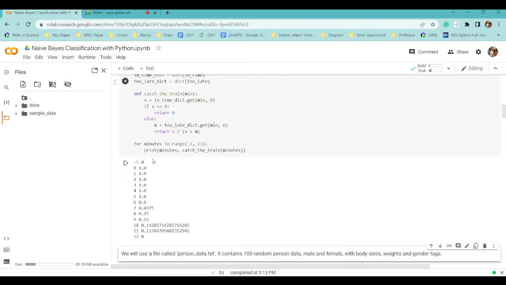So this is minus 1, 1.0. So this 0 to 12 is the number of times the train is either coming on time or not coming on time. So this is the probability it is giving. This 1, 1, 1 means 100%. 0.6 means 60% yes, 40% no, something like this. So this is what we got as the result in probability.